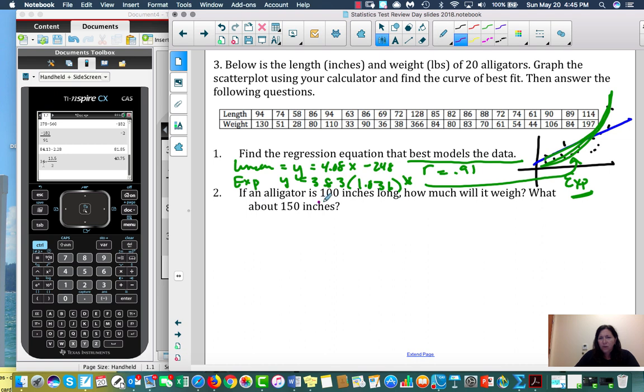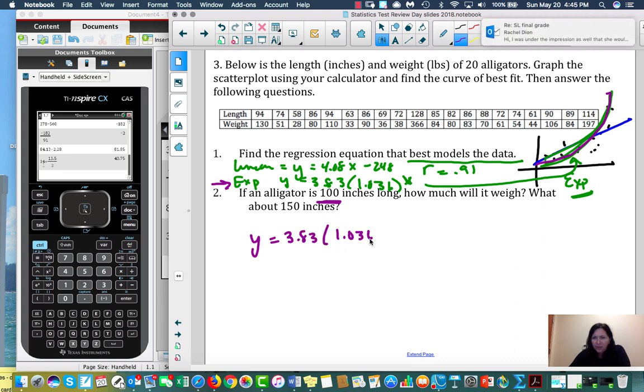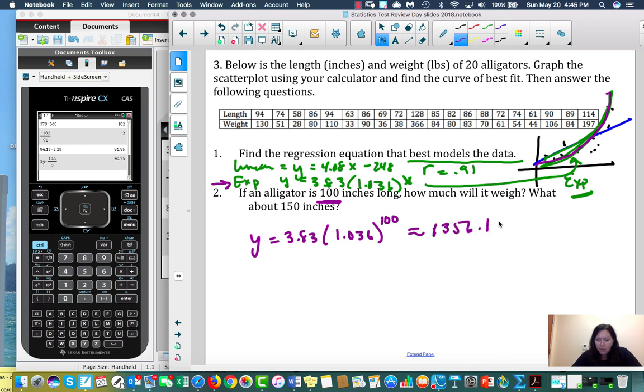So this is asking you for an alligator 100 inches long. If I feel like this equation is more exponential like this, right, then I'm going to use my exponential model. So I'm going to go y equals 3.83 times 1.036 to the x power, which in this case would be, let's see, I think it's at 100. Yeah. And then I get approximately, I think it's, I don't know what it is, 1356 or something like that. 0.19, something similar to that.